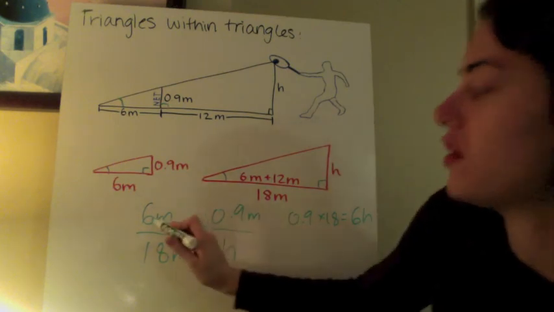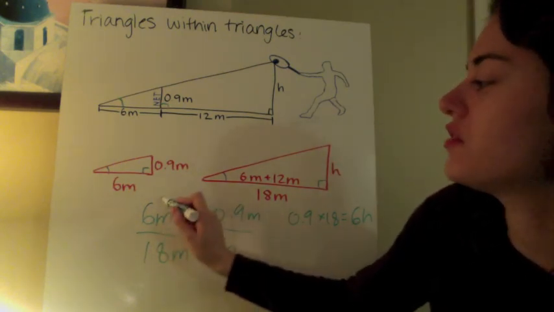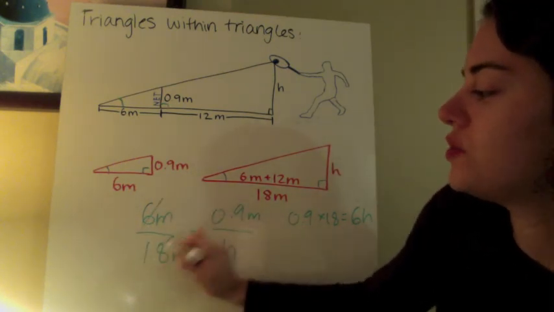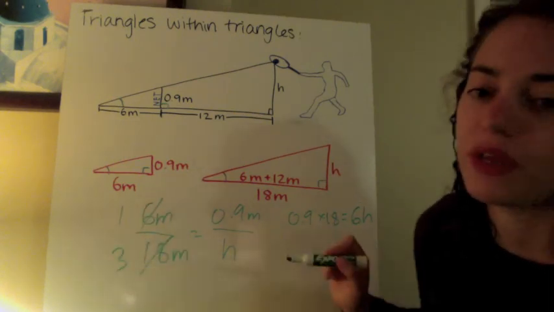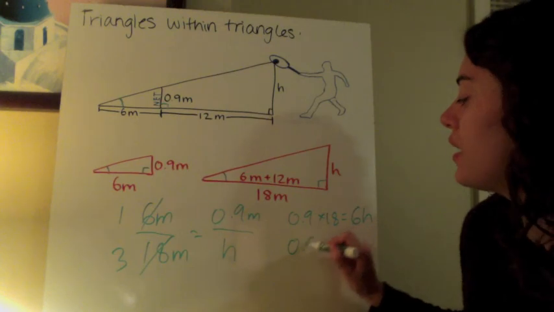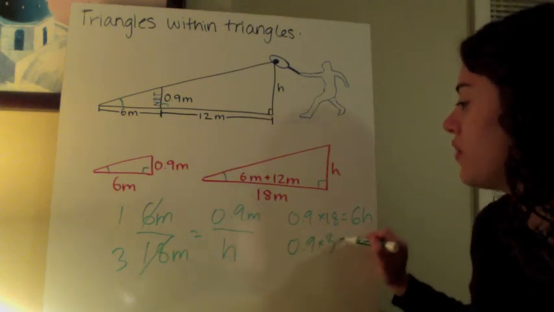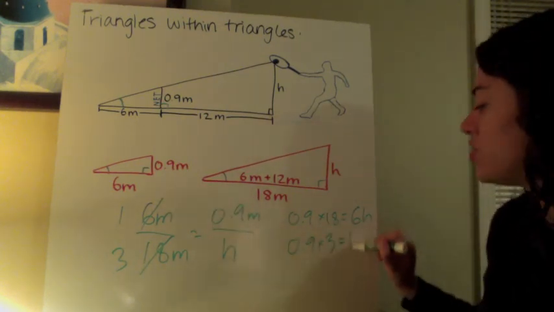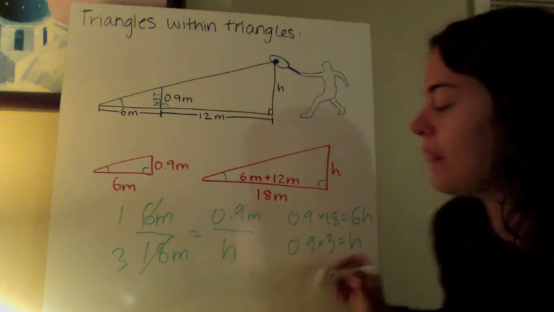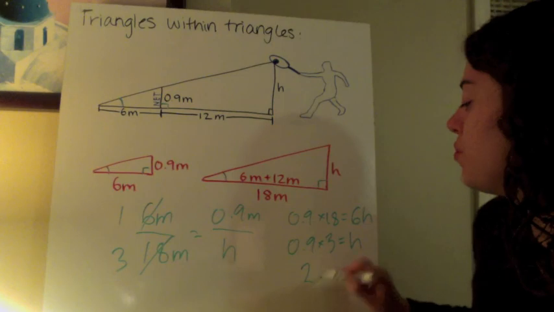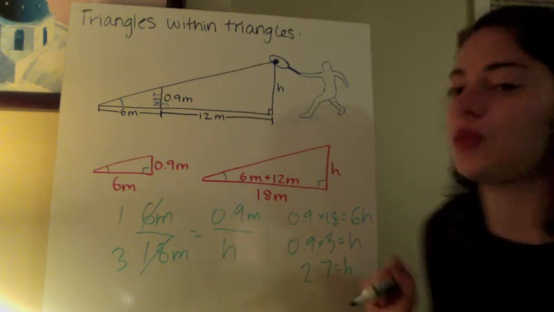One thing you could do is you could also reduce these first. So this would become 1, this would become 3. That would make it a little bit easier. Then you'll end up with 0.9 times 3 is going to be equal to 1 times h, or just h. So you can plug this into a calculator. We could do it out. We're going to end up with 2.7 is equal to h.